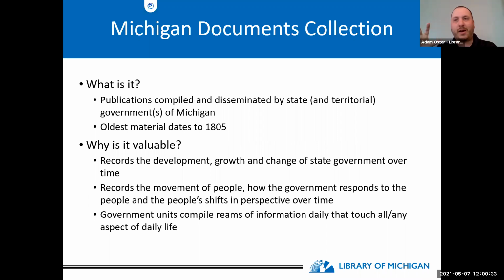So knowing how Michigan's government works and the types of information it collects can be invaluable for any family history researcher. Knowing the rules and the structure makes a big difference for understanding how to find vital records. Knowing that Michigan started requiring those in the 1860s, which is a lot different than what you would find in other states throughout the U.S.